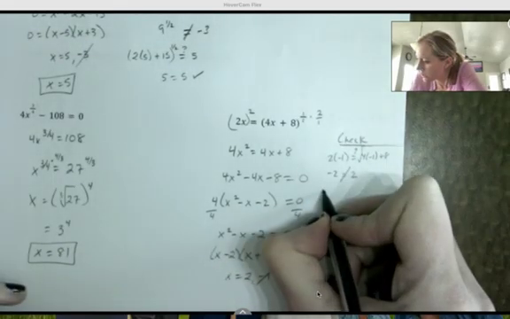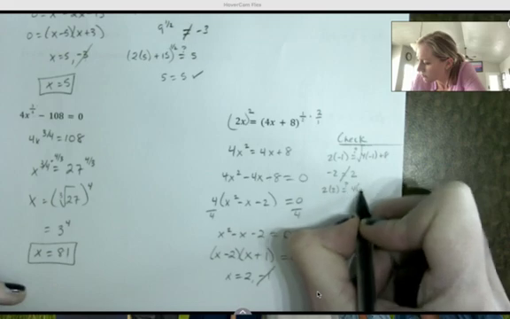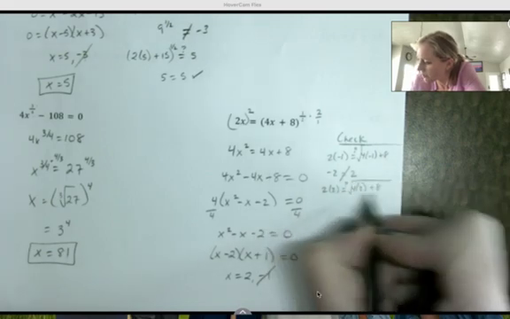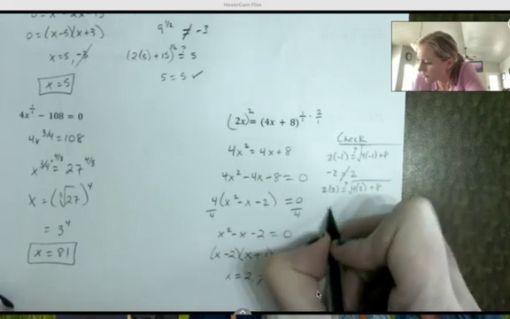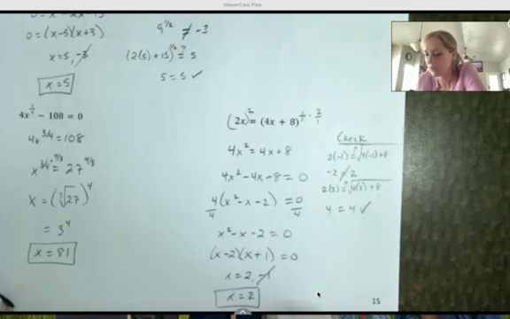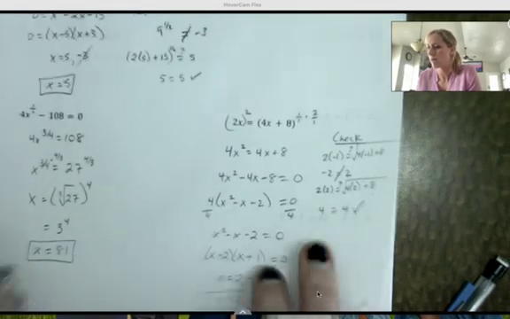If we were to put 2 in there, 2 times 2, 4 times 2 plus 8, and then square root. So I get 8 plus 8, 16. Square root of 16 is 4, so I get 4 equals 4. So 2 is the only solution. 1 is extraneous.